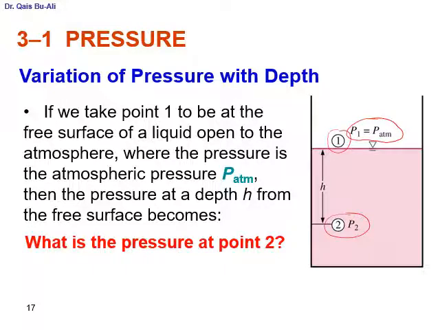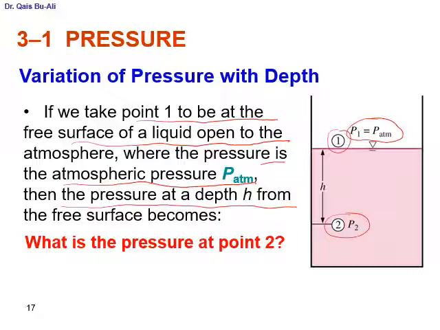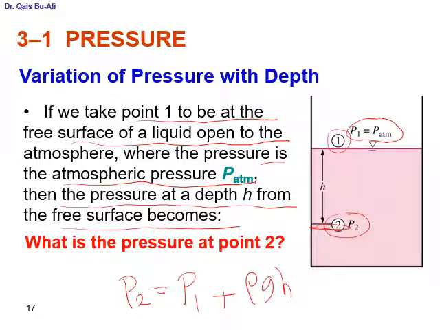Okay, so if we take point 1 to be at the free surface of the liquid open to the atmosphere, where the pressure is the atmospheric pressure P atmosphere, then the pressure at depth h from the free surface becomes what? So P2 is equal to what? P2 here is equal to P1, which is P atmosphere, plus rho g h. So this is P2 now, P absolute.